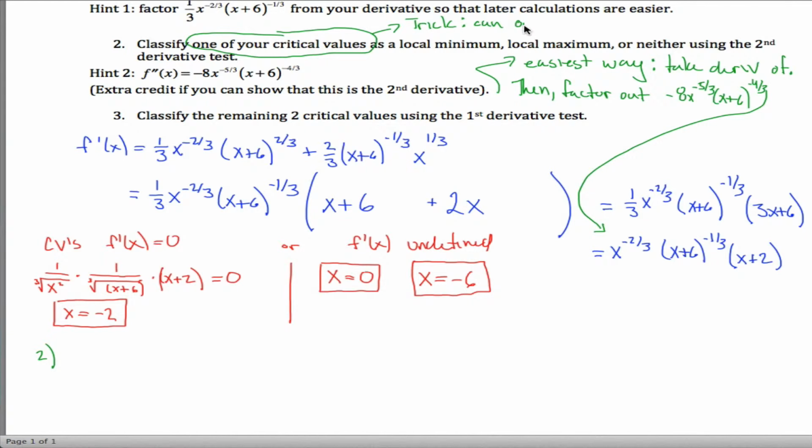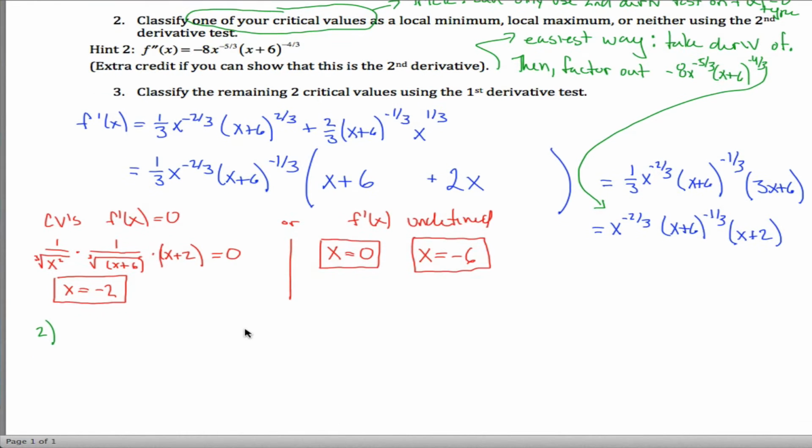What I'm going to write up here, I can't write and talk at the same time, which is unfortunate for making these videos. You can only use the second derivative test on critical values of this type. Those critical values where the first derivative is undefined, you can't use the second derivative test on them. Can only use second derivative test on the f prime of x equals 0 type. So really, it's a classify one of them, making it sound like you got a choice. You don't have a choice. You can only classify this guy right here.